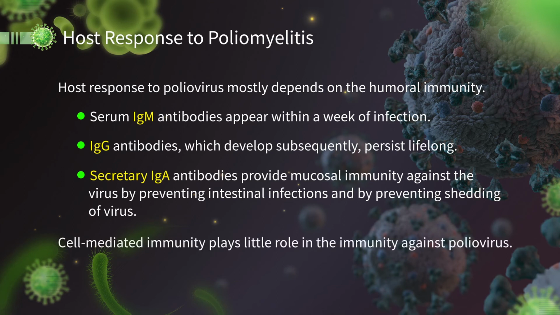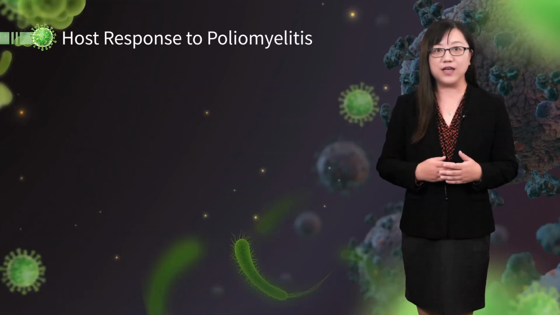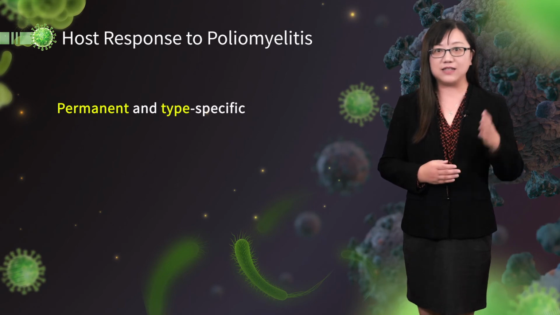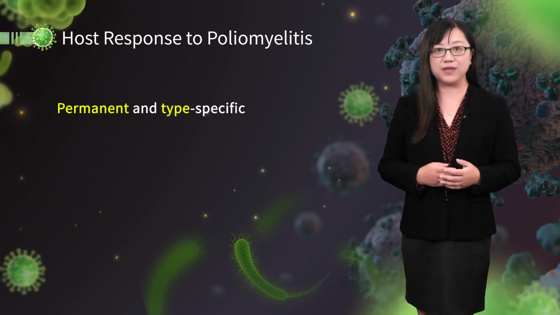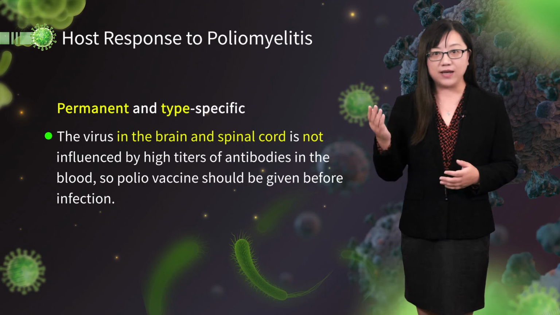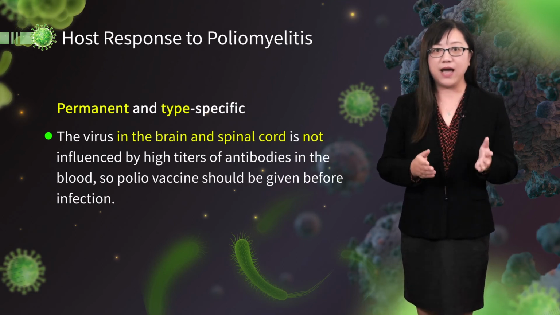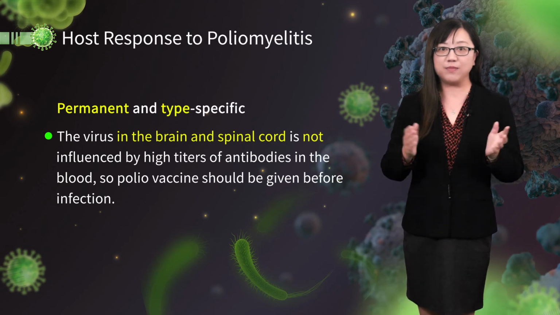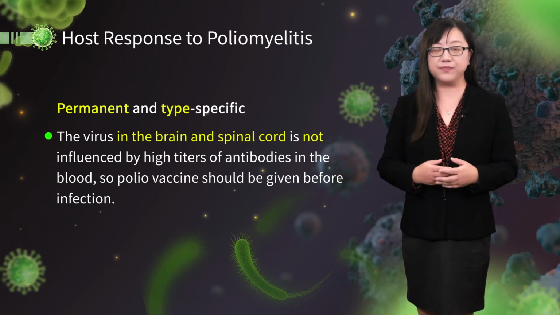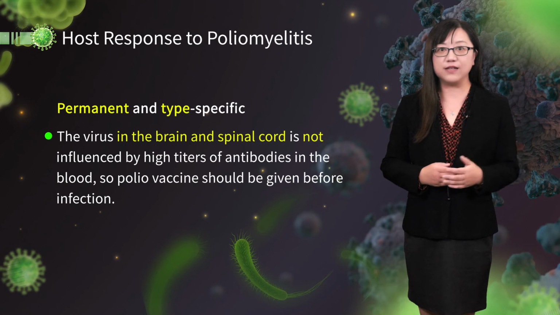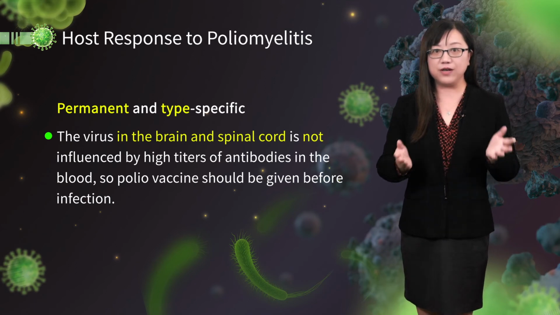Cell-mediated immunity plays little or an insignificant role in the immunity against poliovirus. The host immunity is permanent and type-specific. The virus in the brain and spinal cord is not influenced by high titers of antibodies in the blood. So polio vaccine should be given before infection.